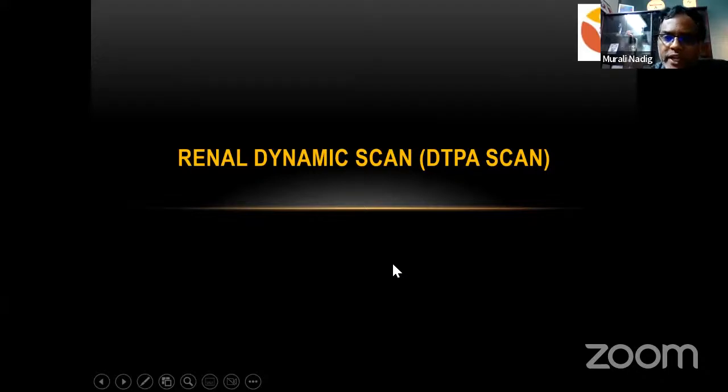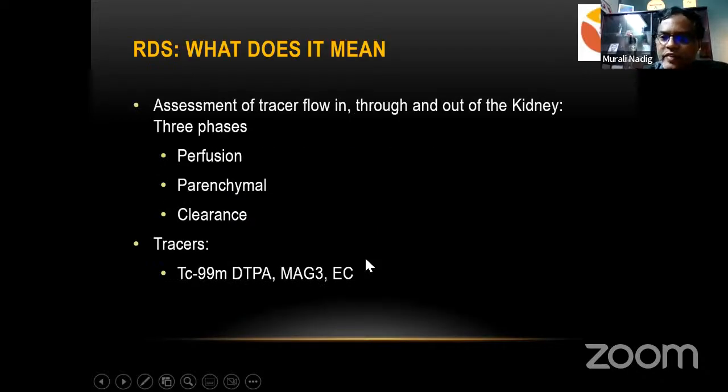So now coming to renal dynamic scan or diuretic renogram, commonly called the DTPA scan. I rarely get a prescription saying diuretic renal scan or diuretic renal scintigraphy. Commonly, the prescription says DTPA scan. But it is up to us to decide whether we are really going to do DTPA or we are going to do EC. And what is the difference between these three different radiotracers? I will explain in later slides.